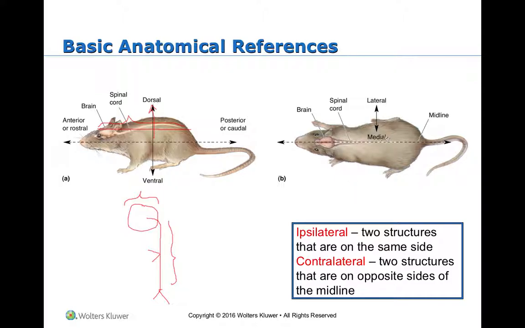So we have the brain and the spinal cord, which lies down here. This is the midline of the animal. Lateral is out to the side, medial is towards the midline. Ipsilateral is when two structures are on the same side, and contralateral is when two structures are on opposite sides of the midline. So let's call this A and B. A and B are contralateral to each other because they lie across the midline, whereas A and C are ipsilateral structures because they lie on the same side.